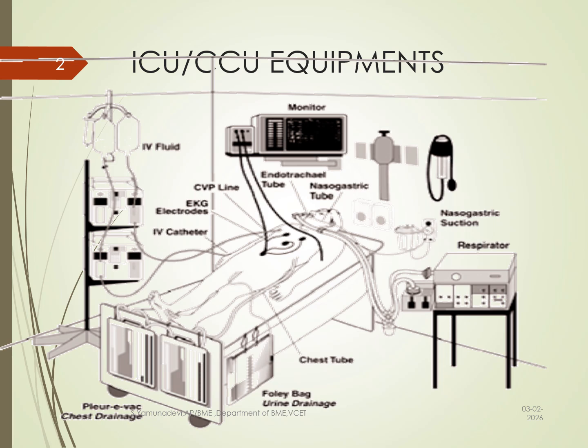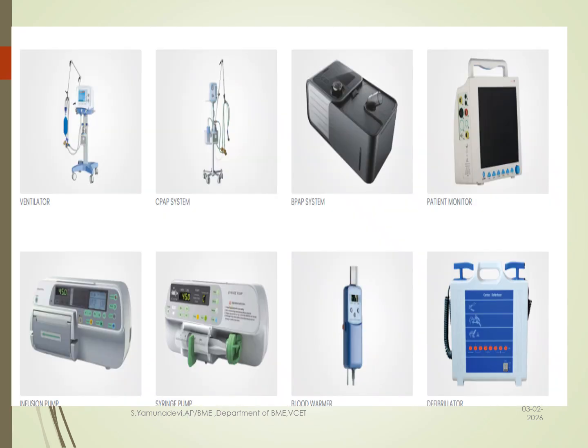Then this information is sent to the central monitors at the nurse station. Along with this, these are the equipment used in the ICU: ventilators, CPAP, BiPAP, infusion pumps, syringe pumps, blood warmers, and defibrillator units.